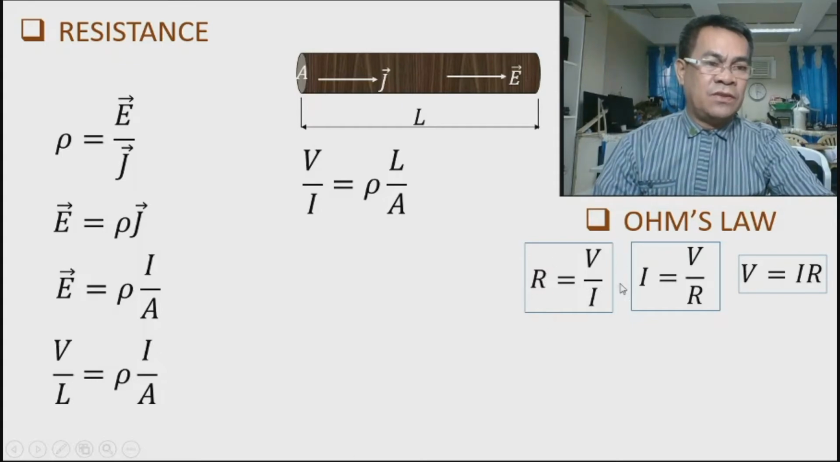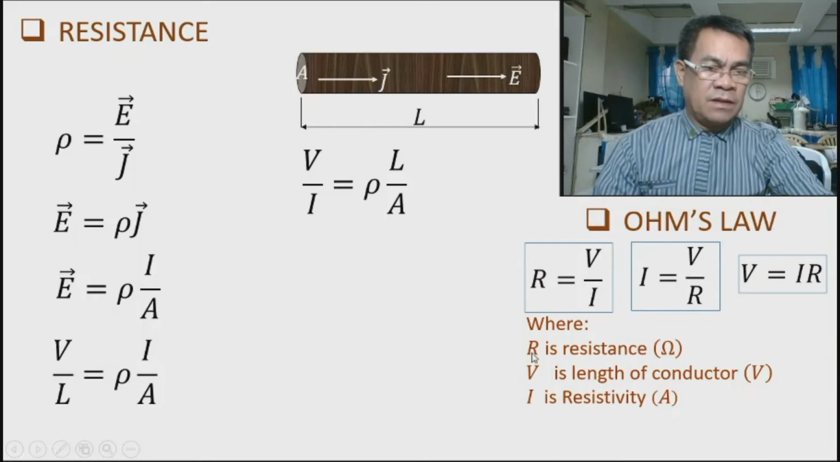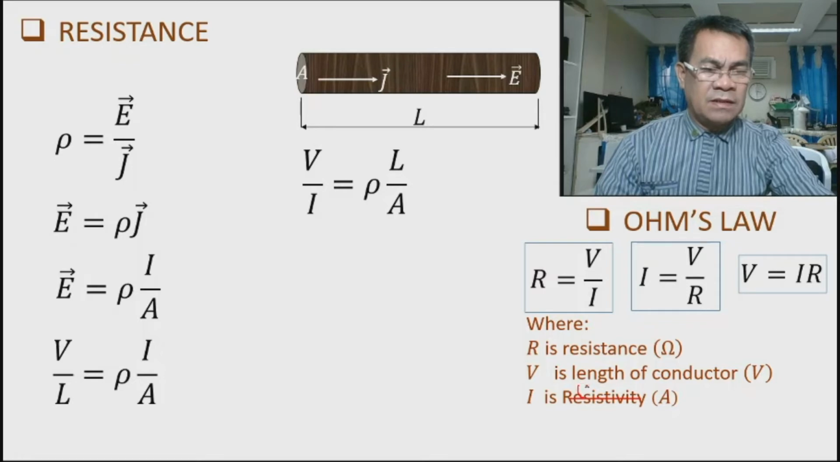So in honor of the principles of Ohm's law, resistance is now in ohms. So therefore, the consistency of this Ohm's law requires R in ohms, voltage in volts, current in amperes. This is resistance, sorry. This is the current. This is not resistivity. This is current.